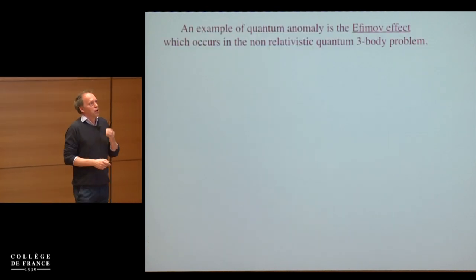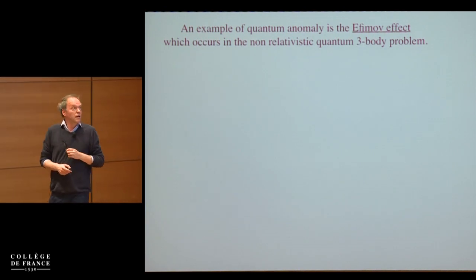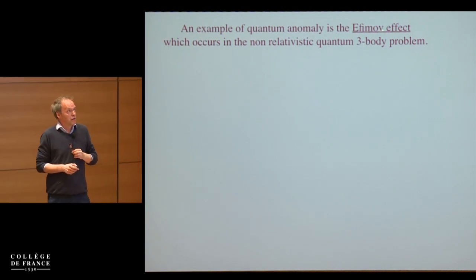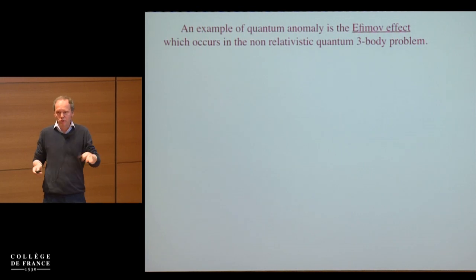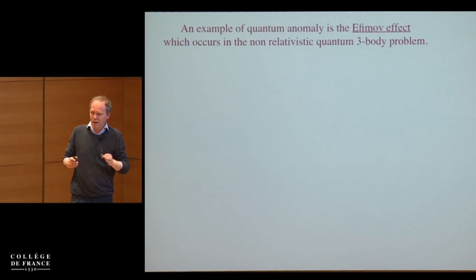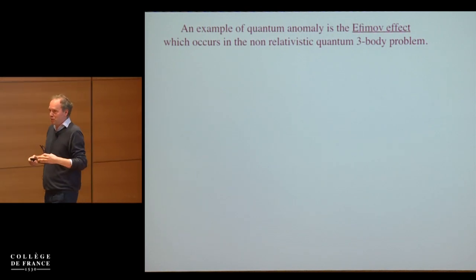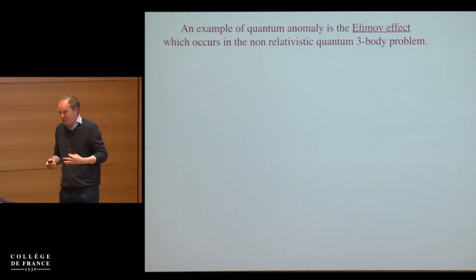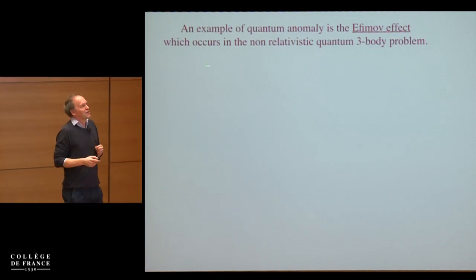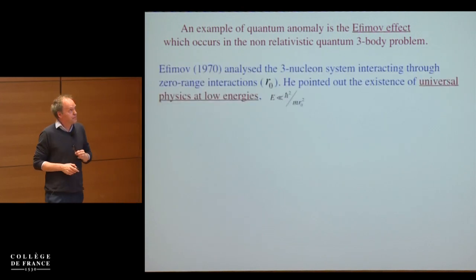An example of such a quantum anomaly is provided by the so-called Efimov effect. Again, I know that here there are a lot of experts of the Efimov effect. I'm not an expert, so I will be brief, and I'm brief because I'm not knowledgeable. This Efimov effect occurs in the non-relativistic quantum three-body problem.